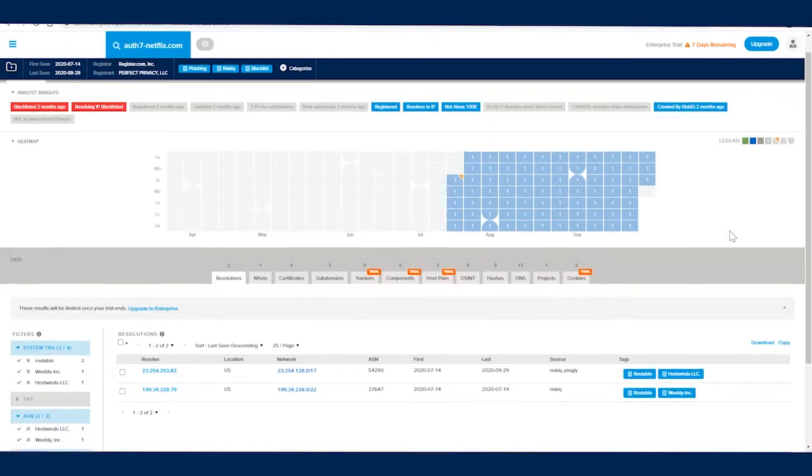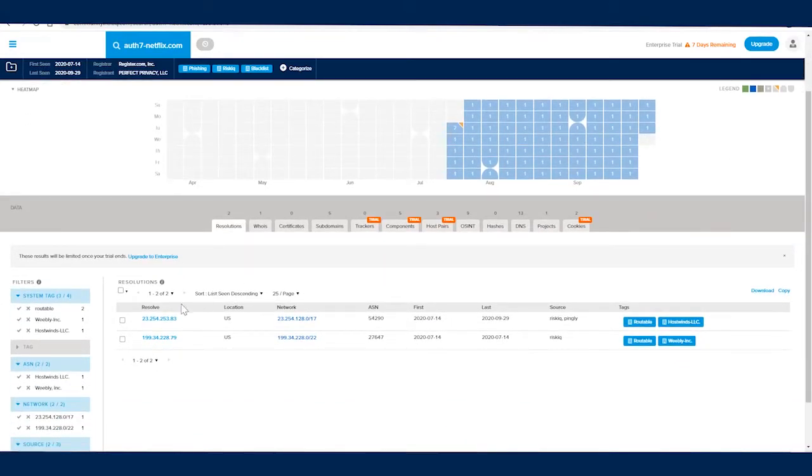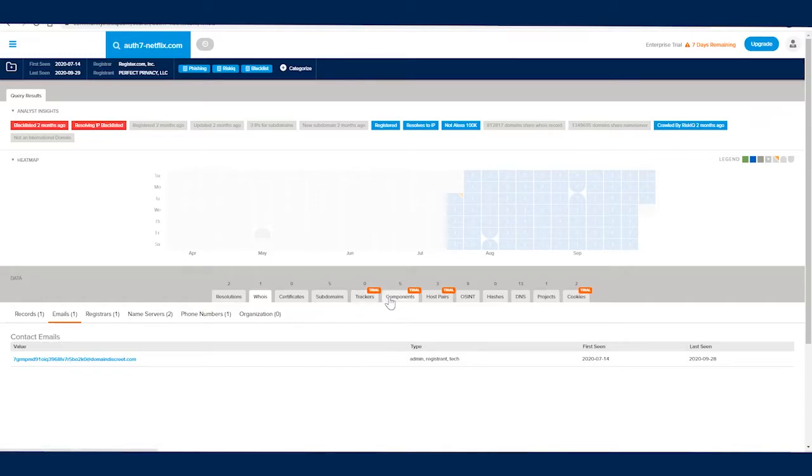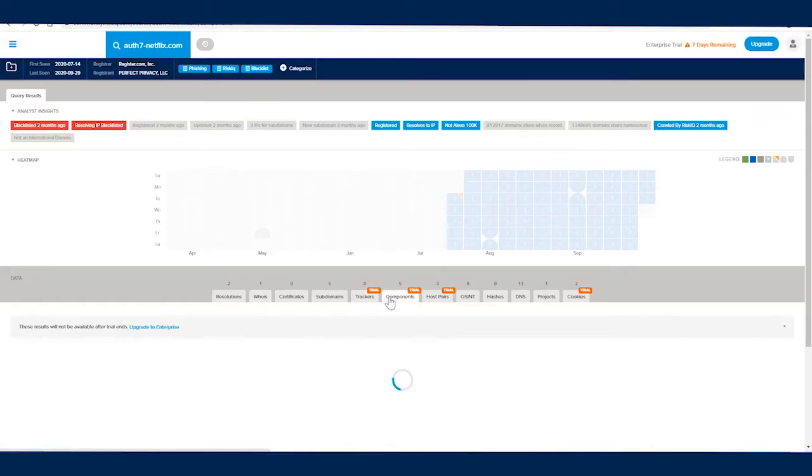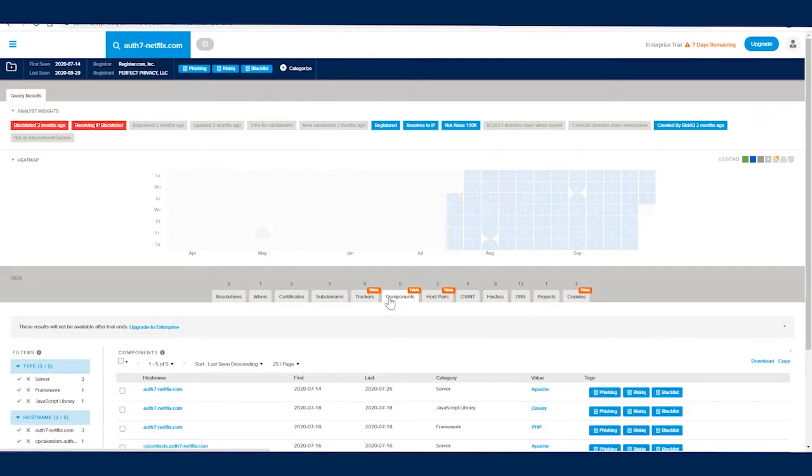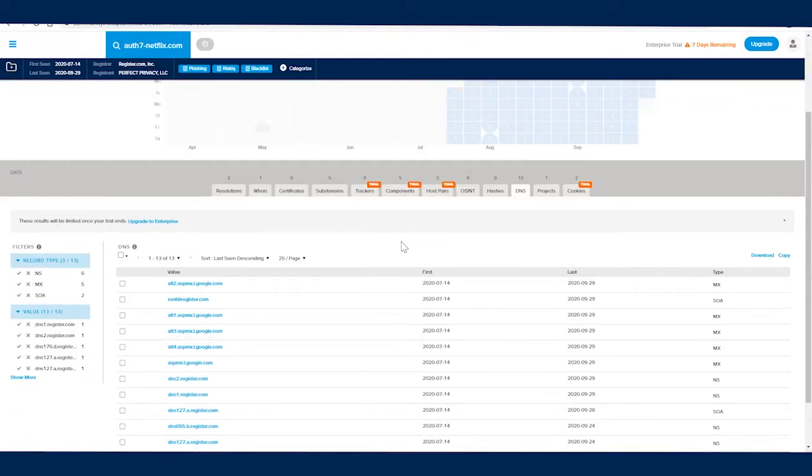For example, what are the IP addresses to which it is resolving? It gives details like trackers and components. So, what are the libraries and what are the applications which are used by this website? All of this information can be very handy for the security analyst. Let's see how this helps in doing some investigation along with XSOAR.